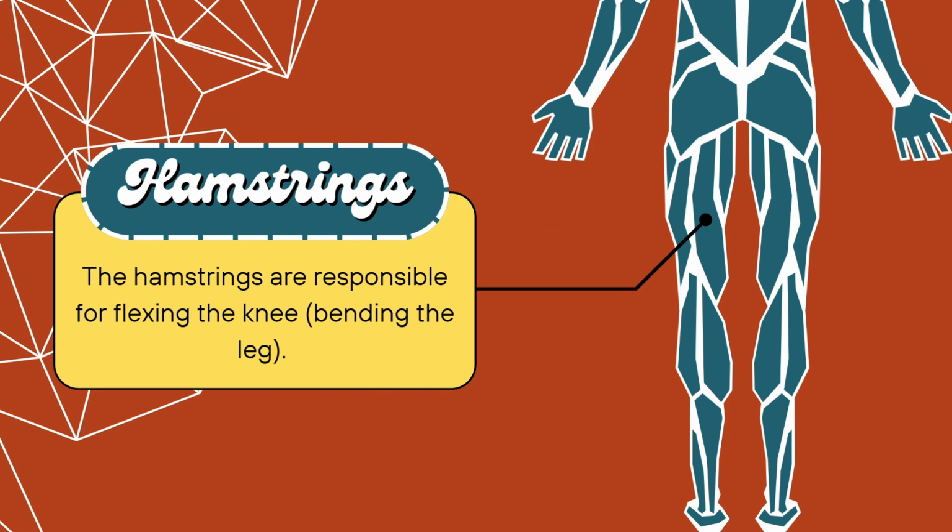Then we have the hamstring muscle, a pretty common injury found in football players and all that. So these are responsible for flexing the knee or bending the knee.